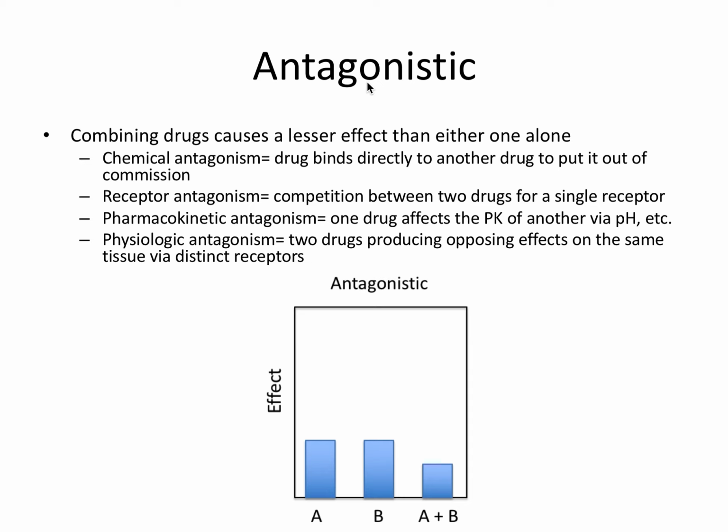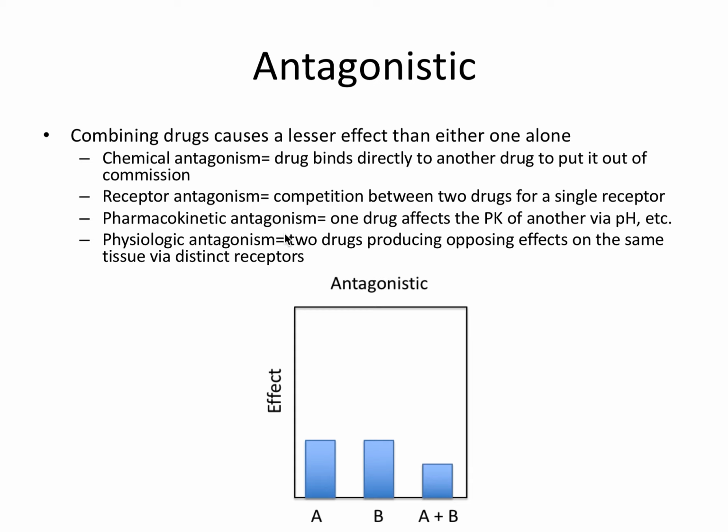An antagonistic effect is where combining two drugs causes a lesser effect than either one alone. So now we have A and B, and the combination of A and B active together is actually a lesser effect. And this can happen by a number of different mechanisms. Chemical antagonism is where the drug binds directly to the other drug to put it out of commission. Receptor antagonism is competition between two drugs for a single receptor. This might sound familiar. It's what I was talking about before with competitive antagonism.